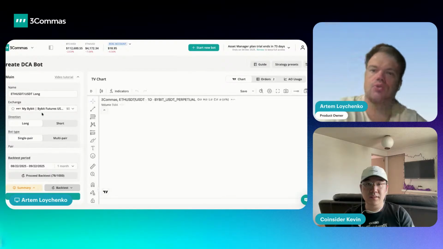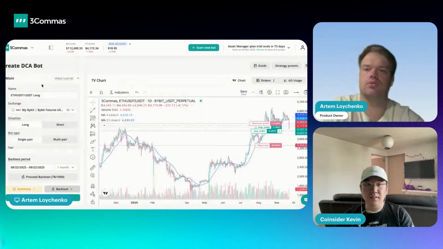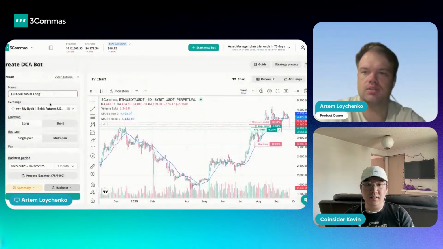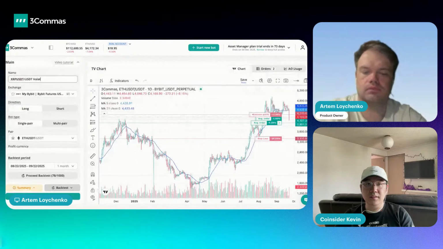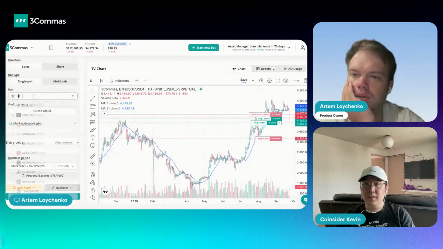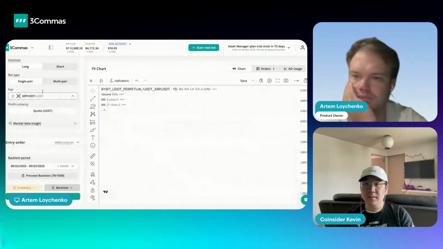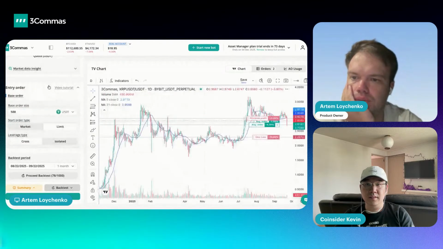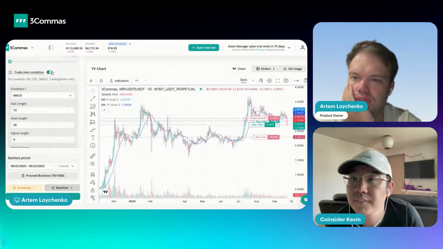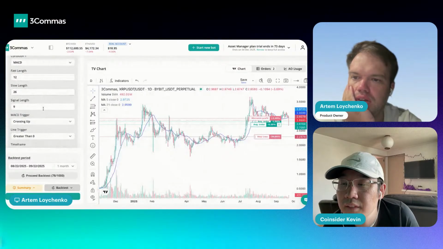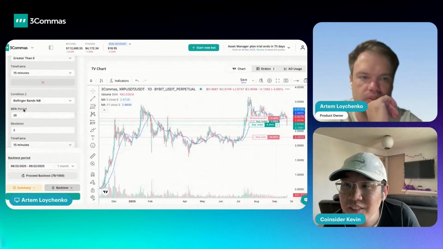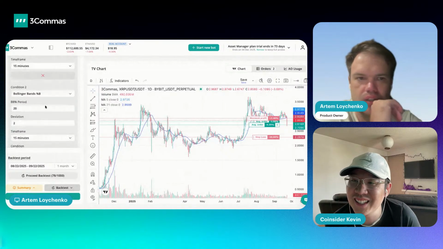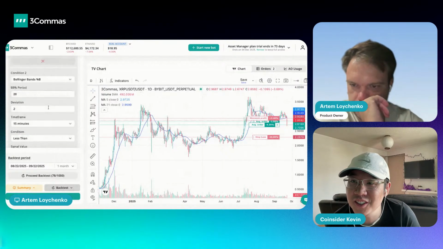So here we do XRP. Okay, so this is a pair. This is a configuration again, just an MACD with different parameters and Bollinger Bands. Oh, use Bollinger, nice. Yeah, let's try with Bollinger Bands for sure.